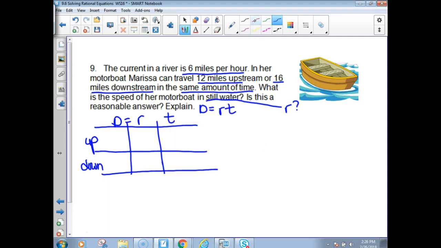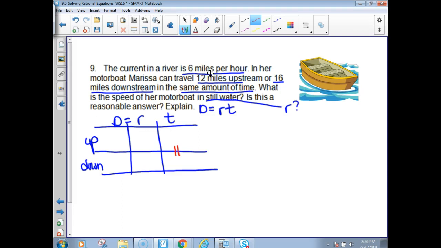And what did they say was the same? So that's in time. So I'm going to put an equal sign right here because I think I'm going to get an equation out of that. I want this thing solved for time. Well, let's see what else it says.